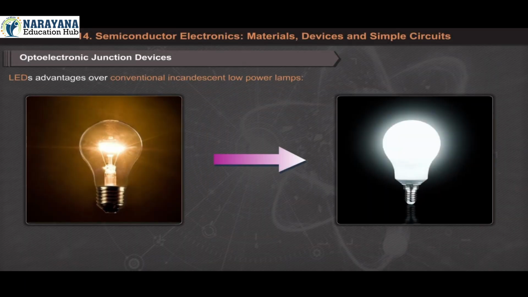LEDs' advantages over conventional incandescent low power lamps. Number 1. Low operational voltage and less power. Number 2. Fast action and no warm-up time required. Number 3. The bandwidth of emitted light is 100 angstrom to 500 angstrom. It is nearly monochromatic. Number 4. Long life and ruggedness. Number 5. Fast on-off switching capability.